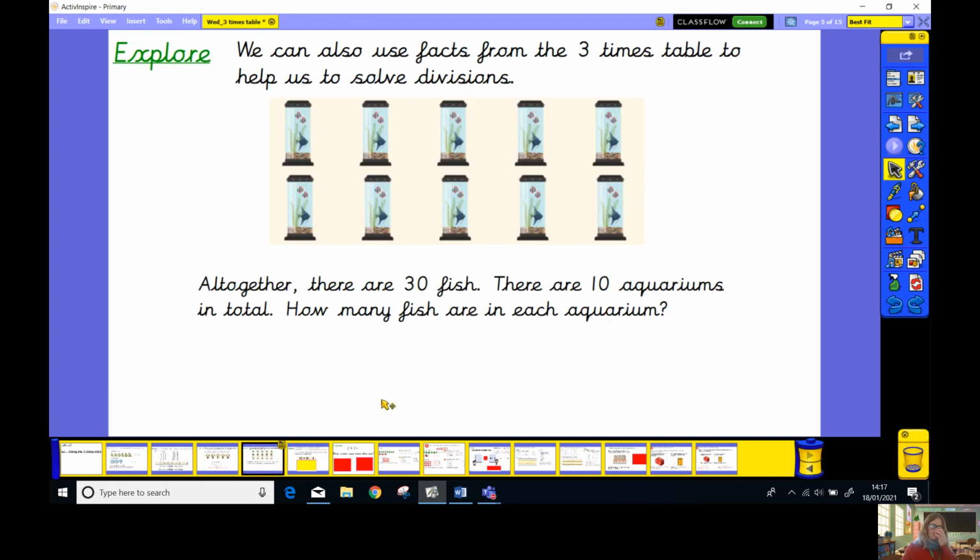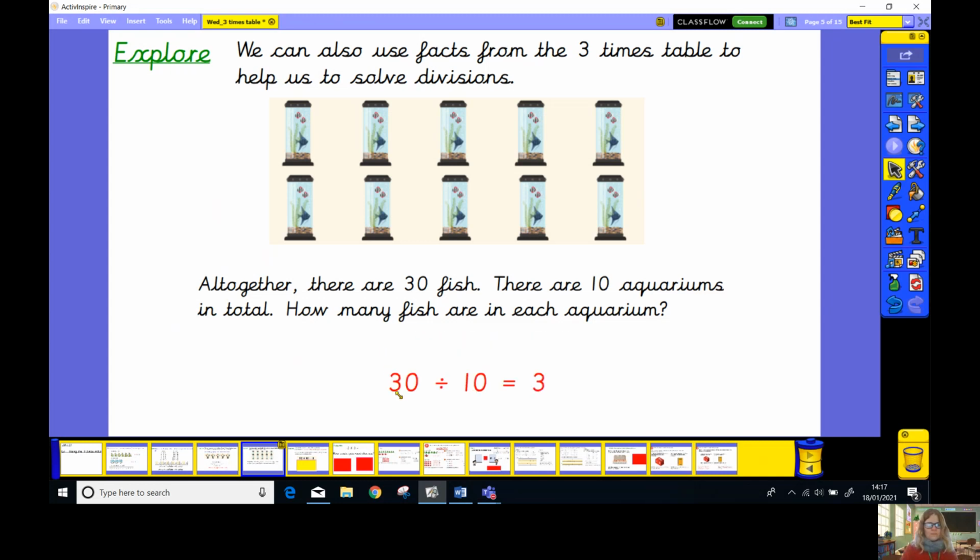Let's have a go at this. Now this time we're going to be using our 3x table to help us solve division problems. Altogether, there are 30 fish here, and there are 10 aquariums in total. How many fish are in each aquarium? Pause the video to see what number sentence you would write down to answer this.